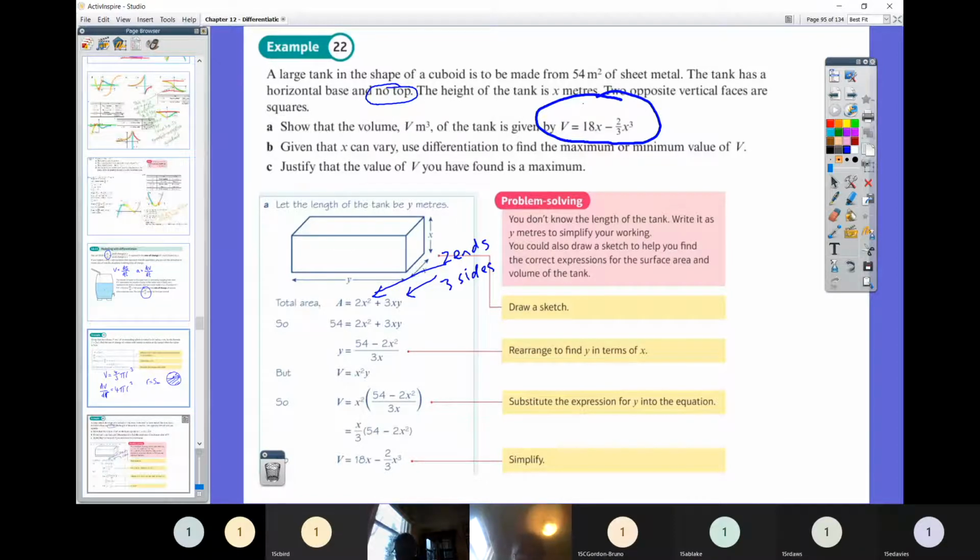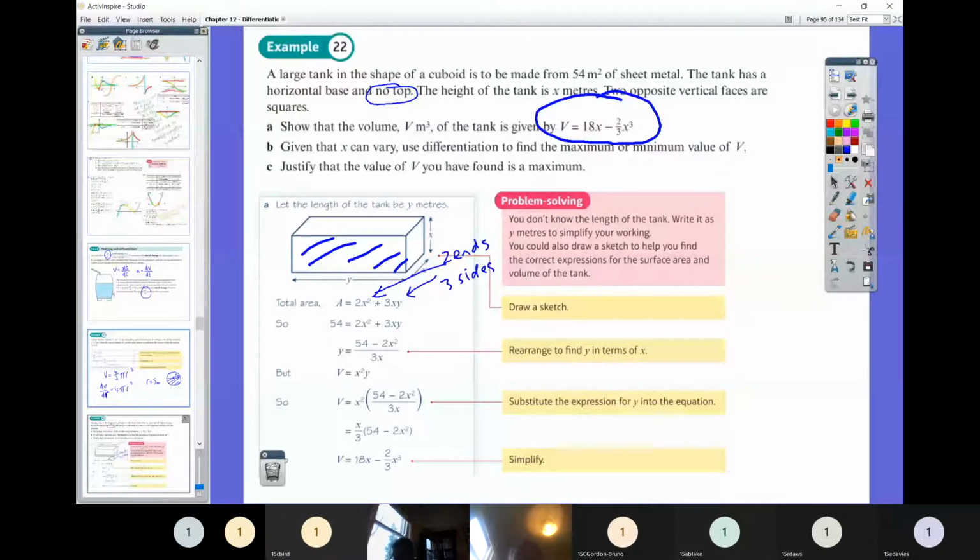So we're told this tank has got no top. It is a cuboid, so it's basically got three rectangles: the left-hand side, the back of it, and the base of it. And it's got the two ends. Because it's square-based, you can see from the diagram, the area of each end is x by x. We've got two of those ends, so that's 2x squared.